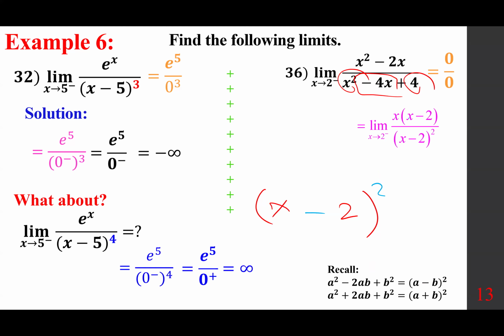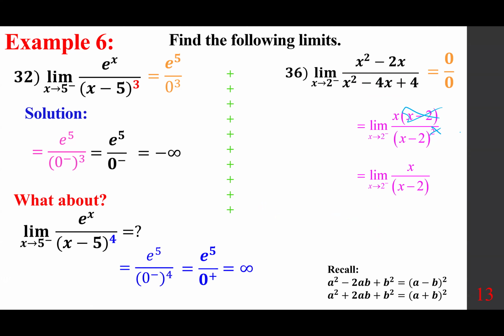Okay. This x minus 2 cancels out one of the exponents. Just erase my work. And we get the limit of x over x minus 2 as x approaches 2 from the left. So now if you plug in, you get 2 over 0. But now it is up to you to figure out whether the 0 is from the left or right.